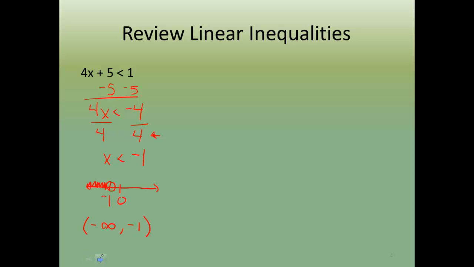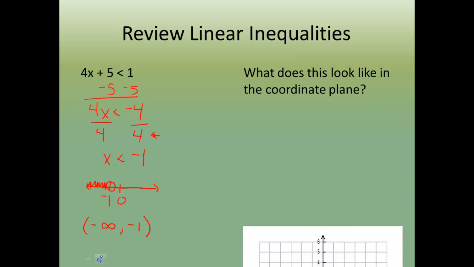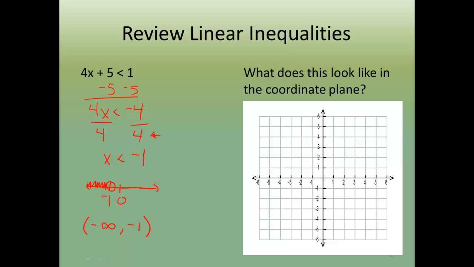What we want to do now, though, is take that solution and say, okay, what does this look like in a coordinate plane? So in other words, instead of having one dimension, one number line, what happens when you have two? What that's going to look like is I'm going to take the left-hand side, the 4x plus 5, and I'm going to graph that. So we have a y-intercept of 5, slope of 4, 1, 2, 3, 4 up, 1, 2, 3, 4 over, and we get a line that looks like this.